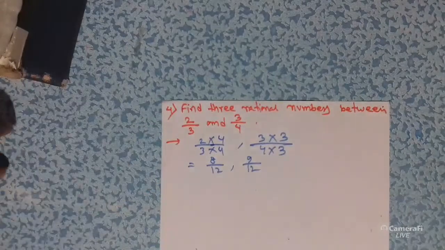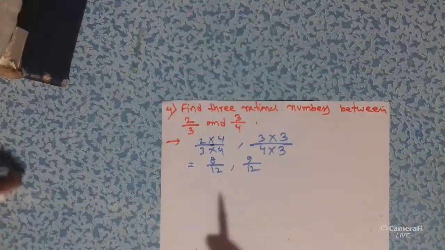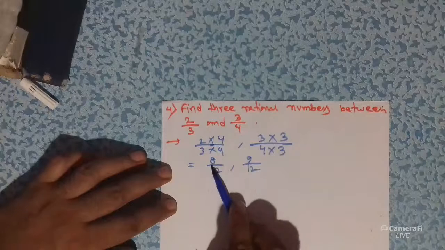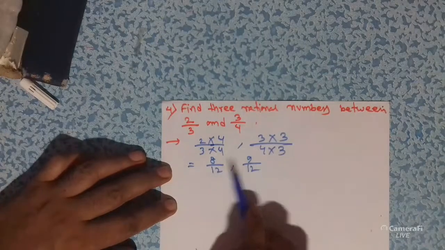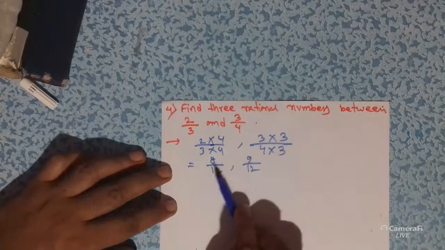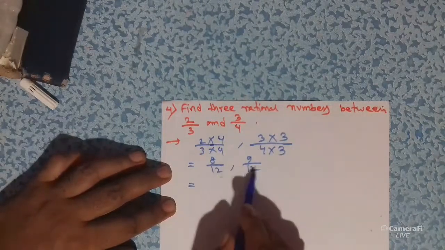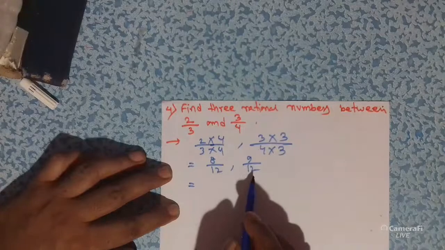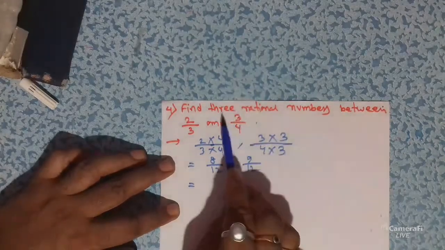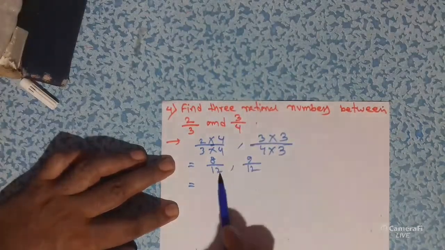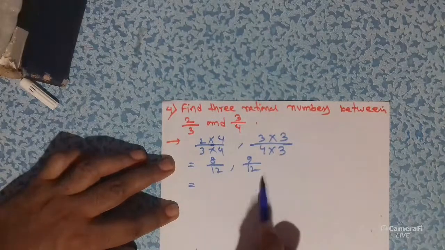Okay. Now the denominators are same, but 9 comes after 8. So there are no numbers between 8 and 9. So we have to find three numbers. So that is why we have to multiply both the rational numbers by 4. I repeat once again, when we have to find three rational numbers, then we have to multiply both the rational numbers by 4.